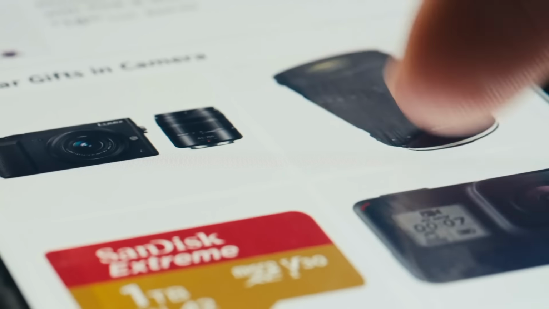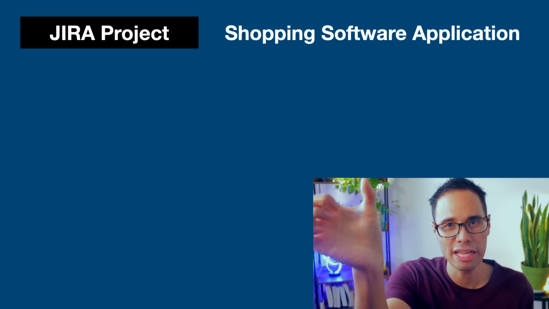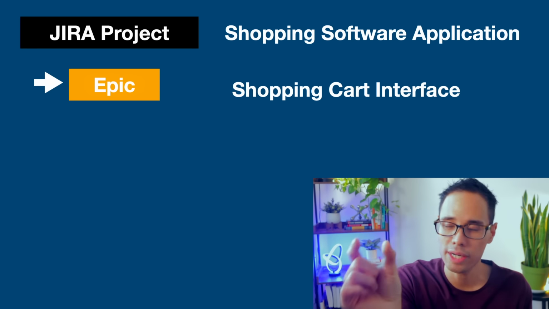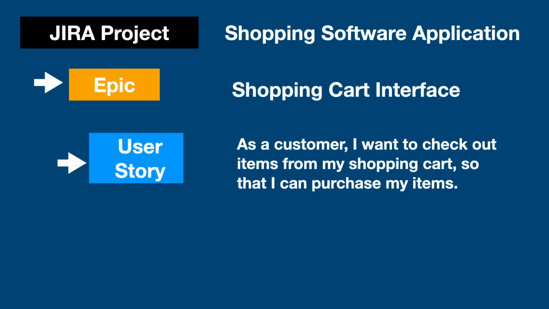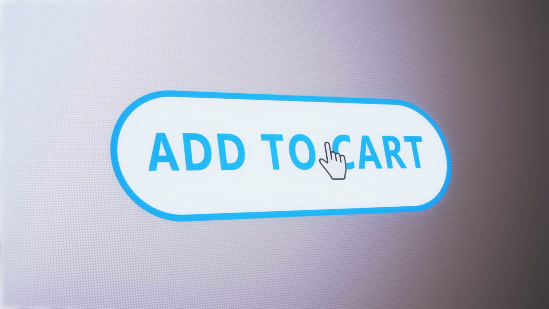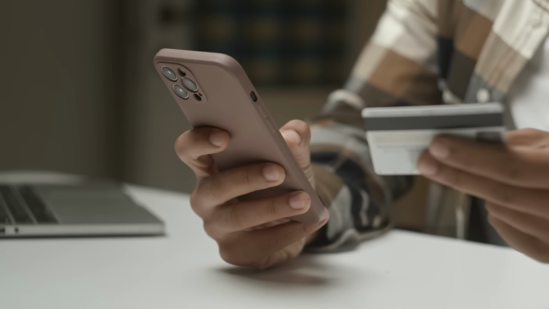For example, if you're building a shopping software app, then the Jira project is the shopping software application. Underneath that, we could have an epic for the shopping cart interface. And one of the user stories within that epic would be, as a customer, I want to check out items from my shopping cart so that I can purchase my items. Now in this example, the role is from the perspective of the customer. The desired capability is to check out items from your shopping cart, and the benefit is to purchase the items.